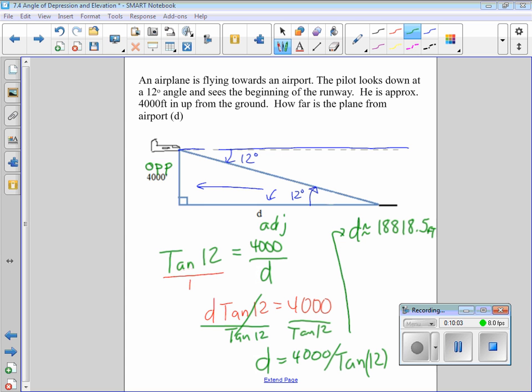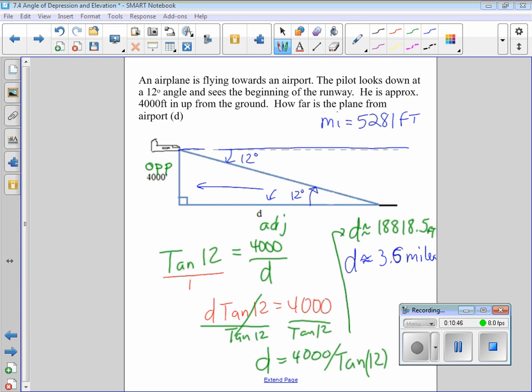Now, interestingly enough, what I know is that in a mile there's 5,281 feet. So I don't know how many miles that is. Let's convert that. I would take the 18,818.5 and divide it by 5,281. That tells me this is approximately 3.5 miles away. It's actually more like 3.6 miles away. To a pilot, that would make more sense when talking about how far something is. It's about 3.5 or 3.6 miles away, versus about 18,818. That just doesn't make a whole lot of sense.